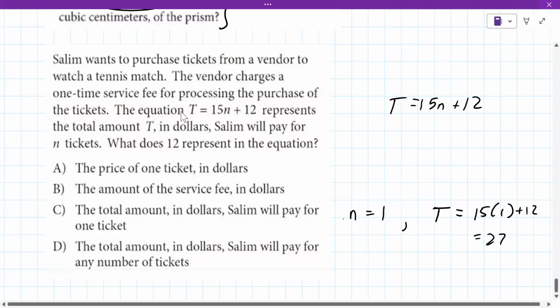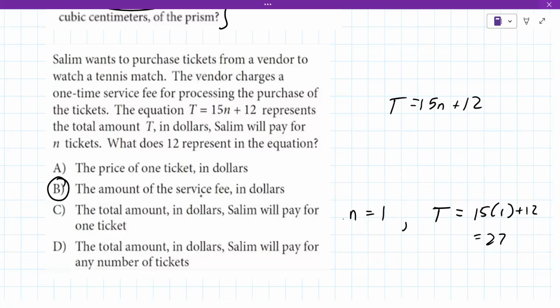So you probably haven't had much experience in the world, but a lot of places charge a fixed plus a variable cost. Like if you sign up for a gym, sometimes they make you pay a one-time fee, but then every month it's a certain amount. And that's what's represented here by the 12. It's the one-time amount that you pay. I see. Okay.